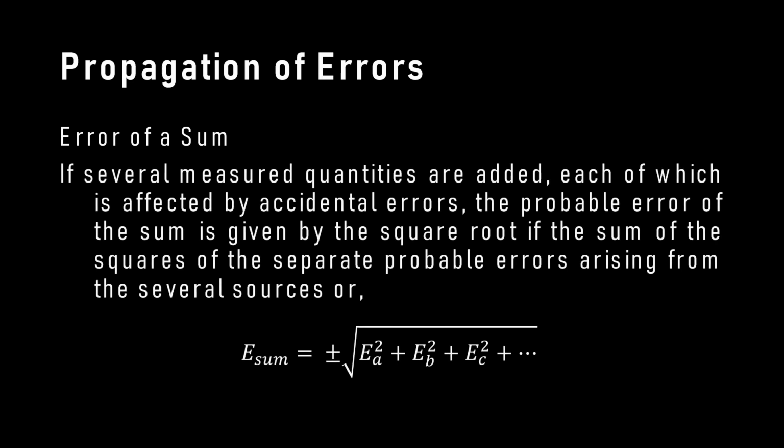So, error of the sum, so defined as: if several measured quantities are added, each of which is affected by accidental errors, the probable error of the sum is given by the square root of the sum of the squares of separate probable errors arising from the several sources. So, kapag yung measured quantity natin, mag-a-add up siya to something. For example, yung total length from point A to B, yun nga yung total length natin for measurement.